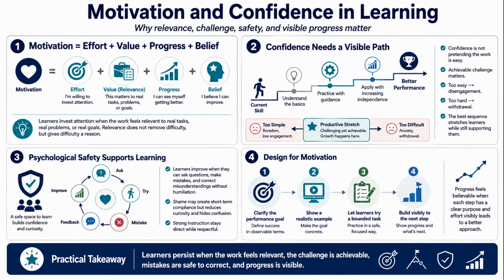Psychological safety is important in many learning settings because people learn more honestly when they can ask questions, make mistakes, and correct their understanding without humiliation. Shame-based training can produce compliance in the moment, but it often reduces curiosity and hides confusion. Strong instruction is direct about expectations while still respecting the learner. It supports persistence by making progress visible and by treating mistakes as information that can guide the next attempt.